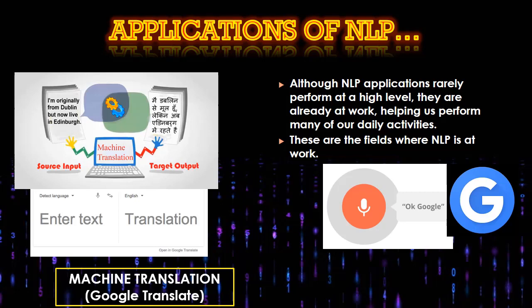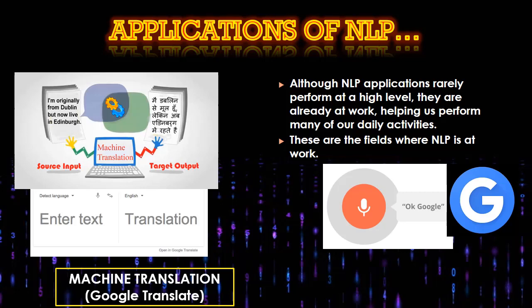The first one is machine translation. You often go to Google to translate your text from one human language to another. For example, you want to convert from English to Hindi or English to French. So Google Translate is something which is using natural language processing to translate your text.